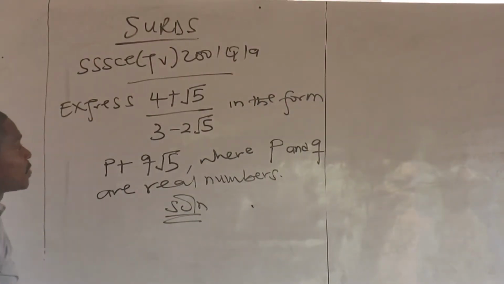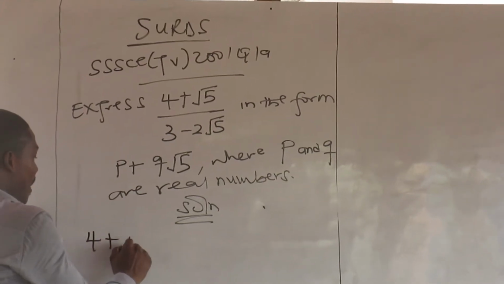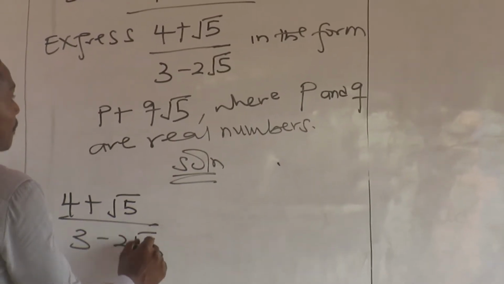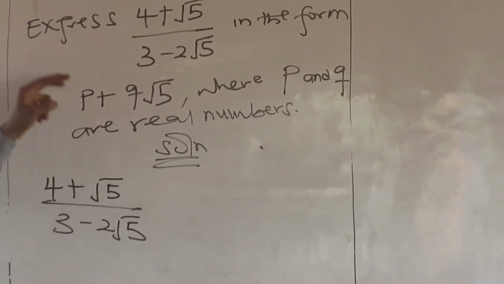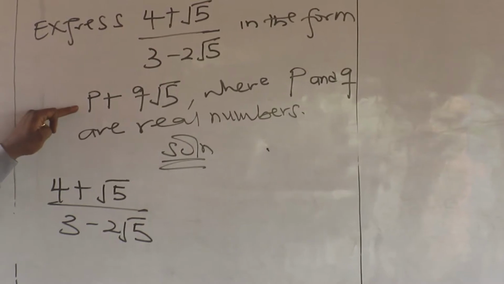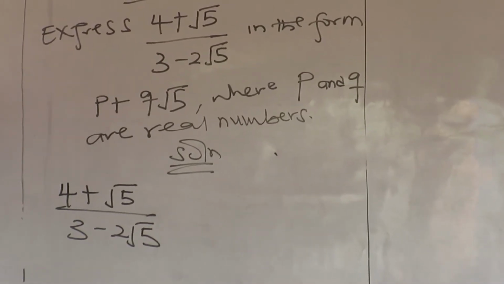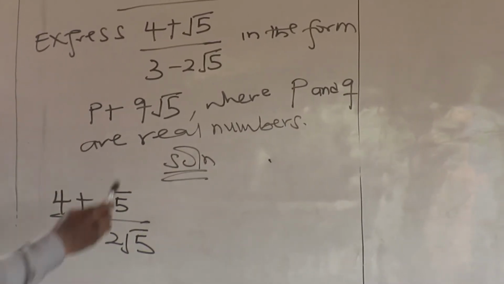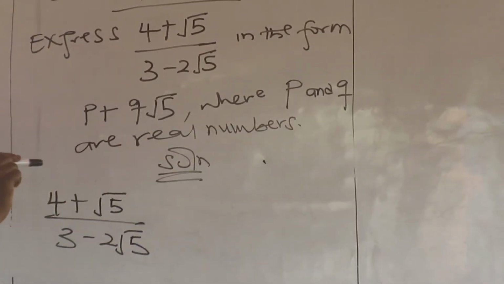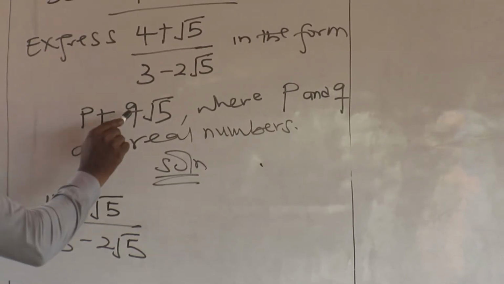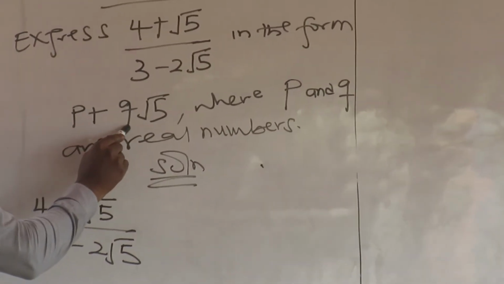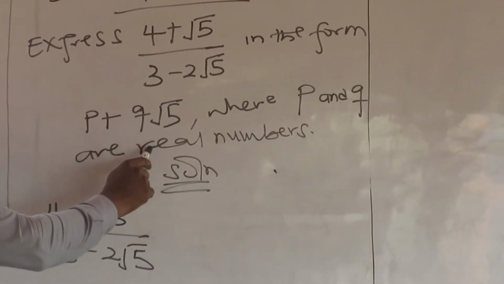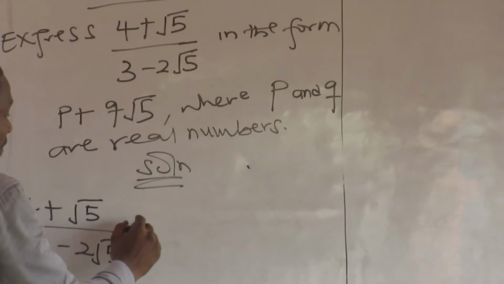Okay, let's look at this question. We have 4 plus root 5 all over 3 minus 2 root 5. I've been asked to express this like this, meaning I have to solve this question, and make sure that a root 5 appears in my answer. I should be seeing a number attached to the root 5, separated from the other number. You see what's going on here? Good. So I have this.